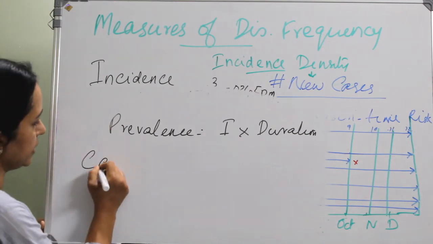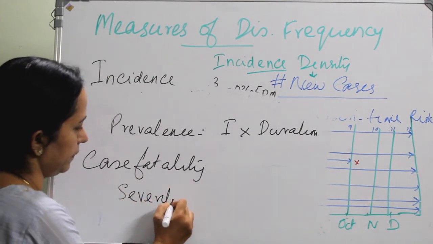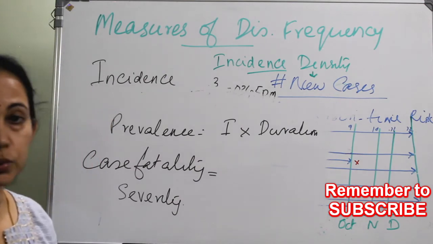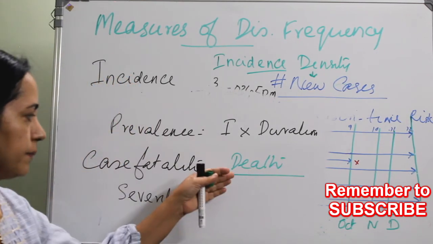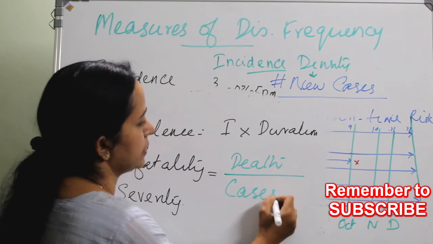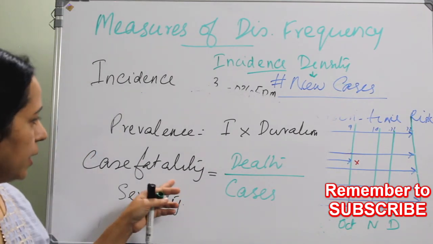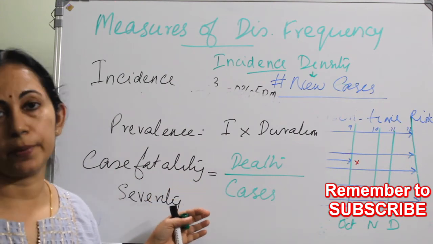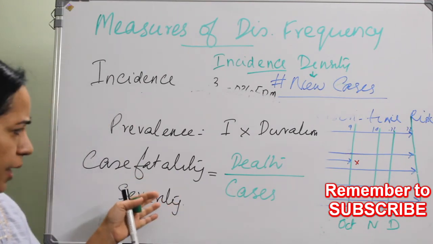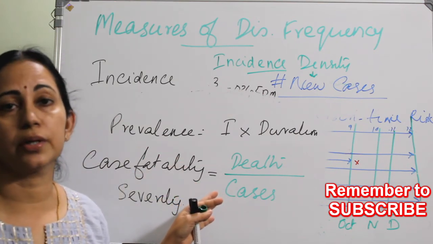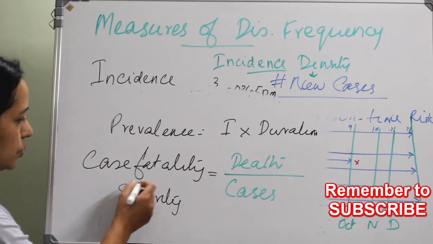And you should also know case fatality. Case fatality actually shows the severity of the disease. There is a numerator and a denominator: the numerator is the death due to a particular disease, and the denominator is the number of cases of the disease, or the number of persons affected by the particular disease. This is usually a ratio or a proportion, and it is not a rate. Although we erroneously call it case fatality rate, this is actually a proportion. It can be a proportion or a ratio. That is the number of deaths divided by the number of cases. So this shows the severity.